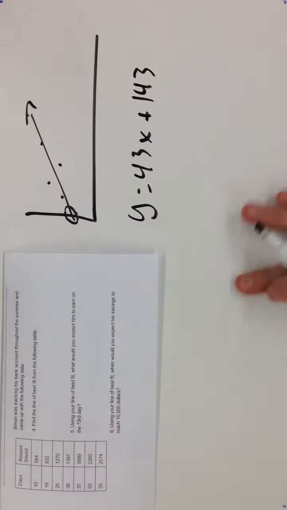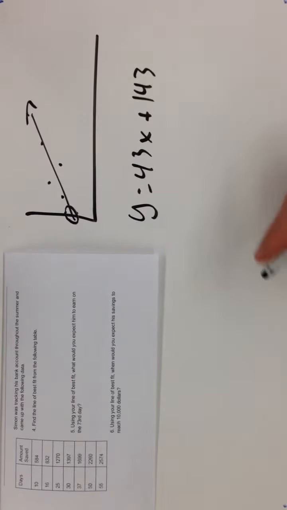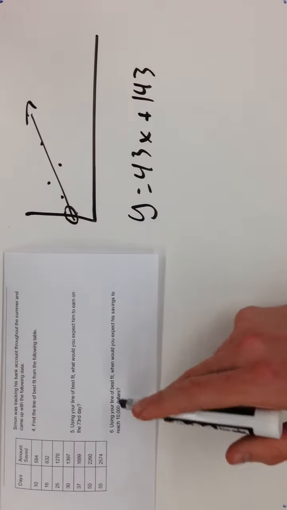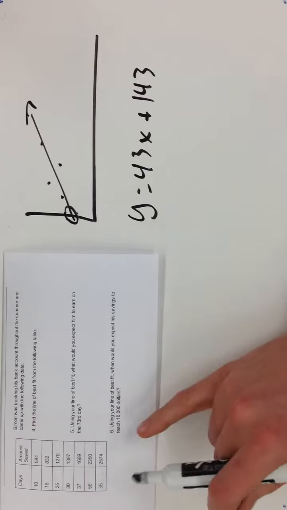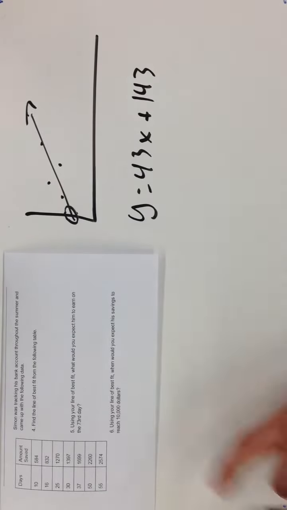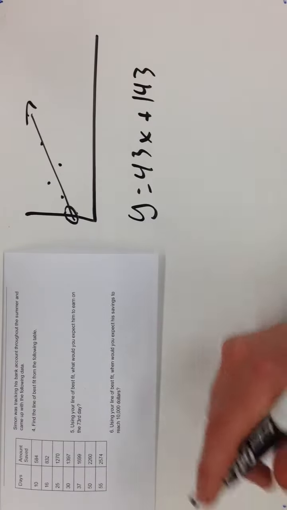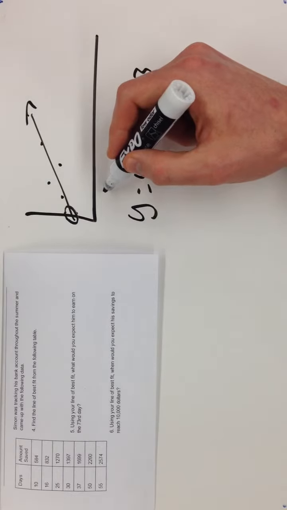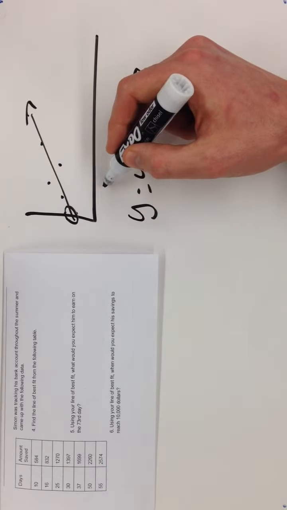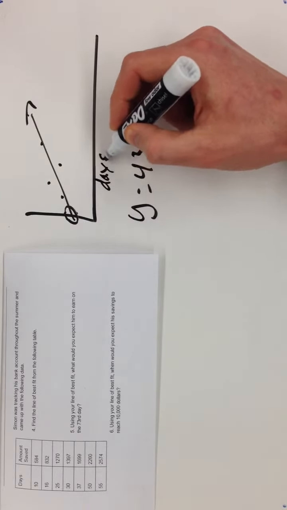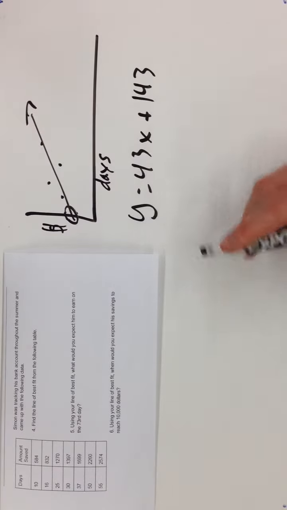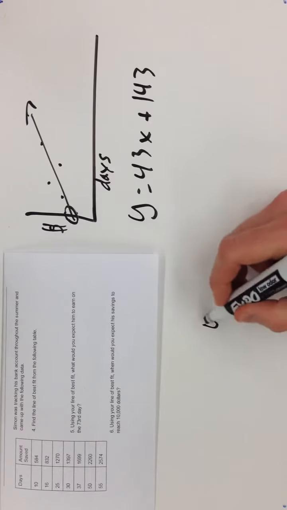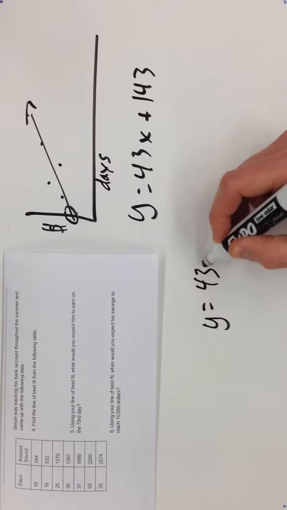Okay, so now I have some things I can do with this equation. They asked me how much we'd expect to earn the 73rd day. And then the next question is, when would you expect his savings to reach $10,000? So it's important to realize that our x variable is measuring days, and y is measuring his money. So any equation has inputs and outputs.